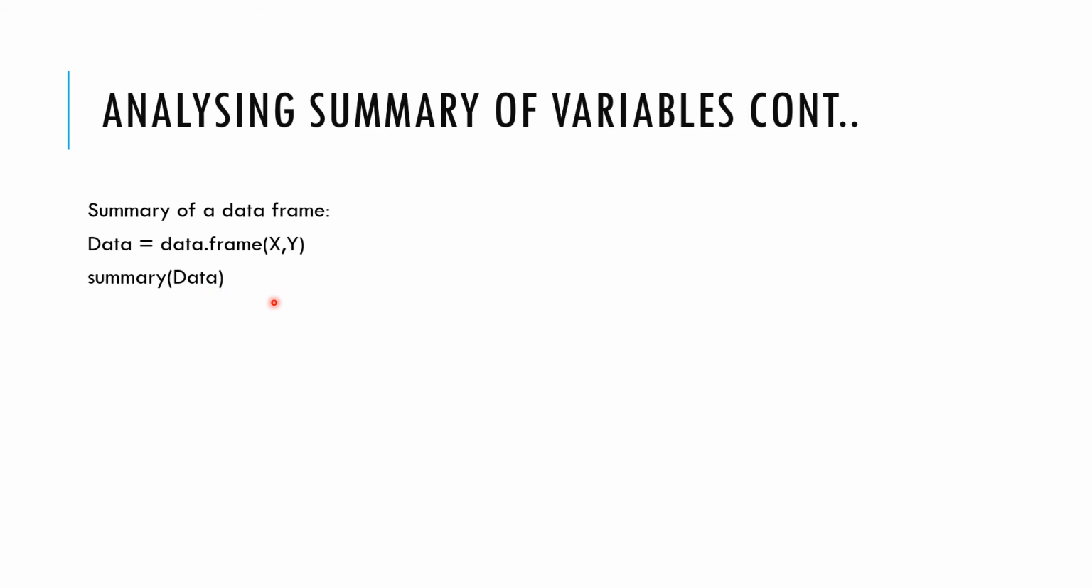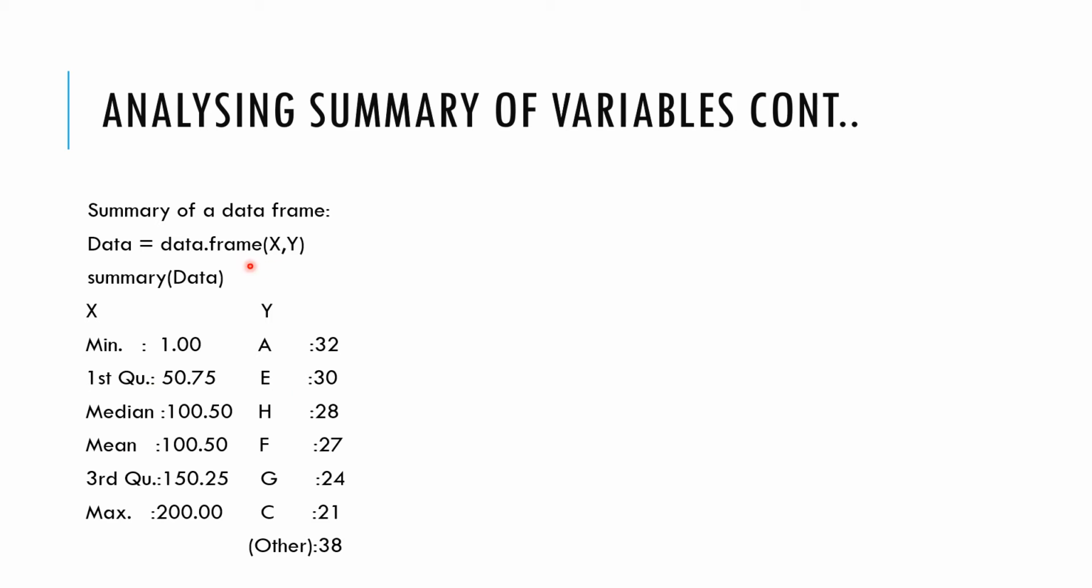Again we use the summary function, and what we get here is the way it represents. X is again the same values which we saw: minimum, maximum, median, mean, and first quartile and third quartile. Y will give you the counts, basically, and the others 37, because it gives you the first 6, 1, 2, 3, 4, 5, 6, and the remaining 2 letters which have got the least values are not shown here by R.